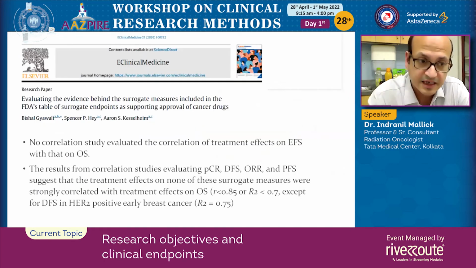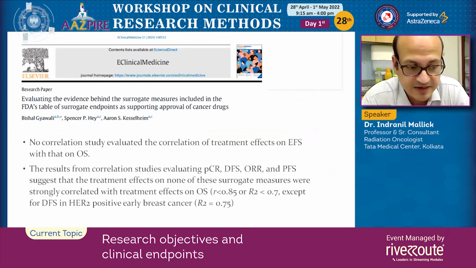Now, however, in clinical practice, we have several analyses which have tried to look at whether some of the endpoints we call surrogate endpoints, and use to define whether we are going to adopt a new treatment in clinical practice, really point to the main endpoint, which is overall survival. This is one study recently published, which looked at the evidence behind surrogate measures included for supporting approval of cancer drugs by the FDA.